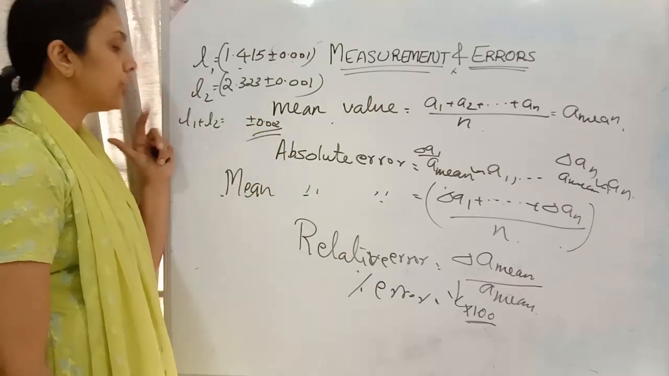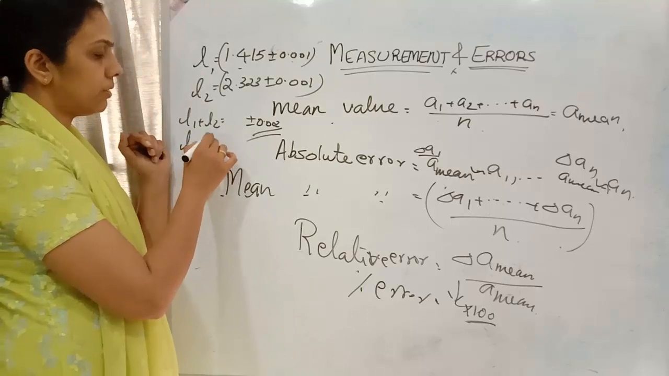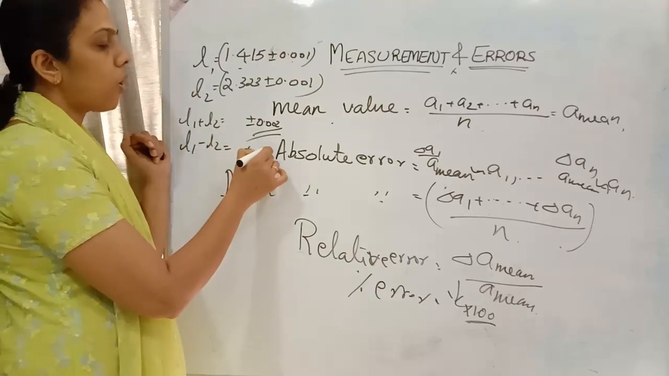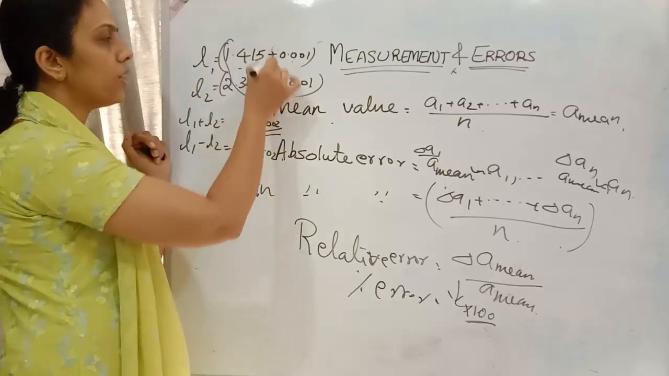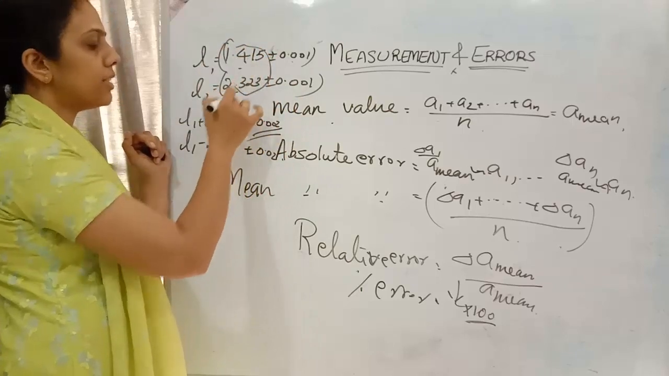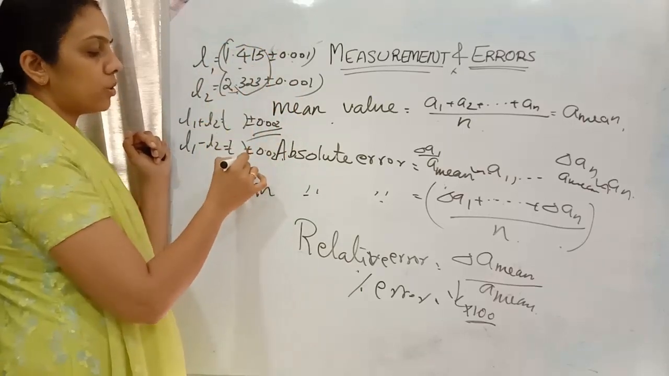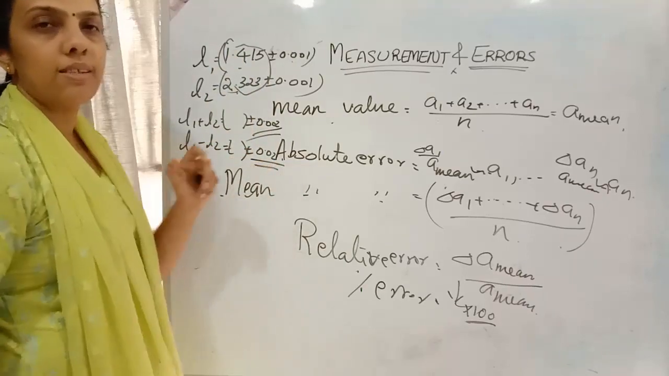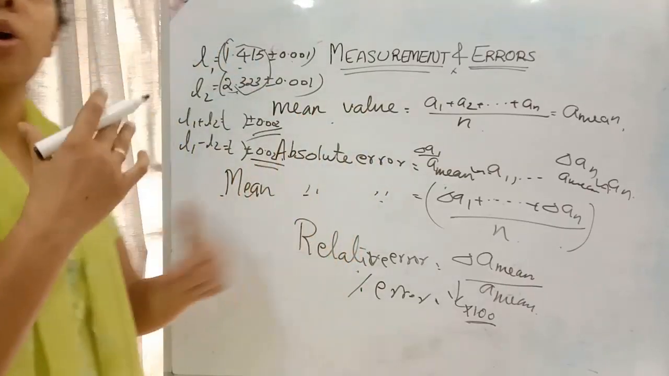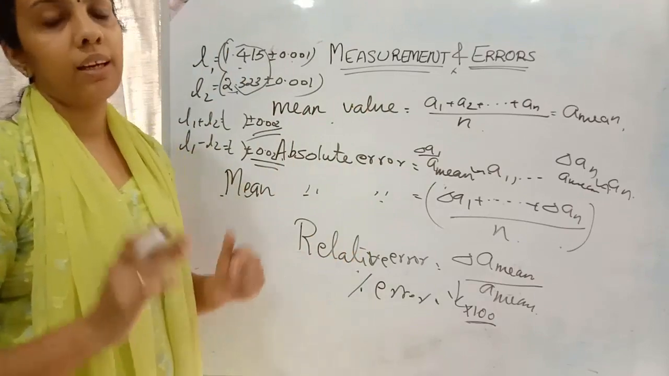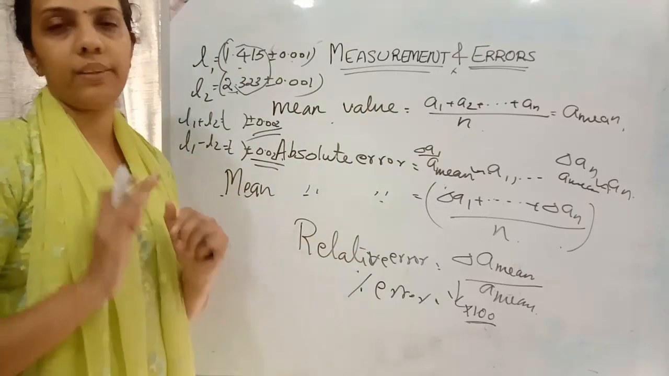If it is addition or subtraction, errors will always be added up. But the values, if it is addition, we should add these two and write down over here, and if it is subtraction, we should subtract these two and write down over here. But the errors will always be added up, either for addition or subtraction.